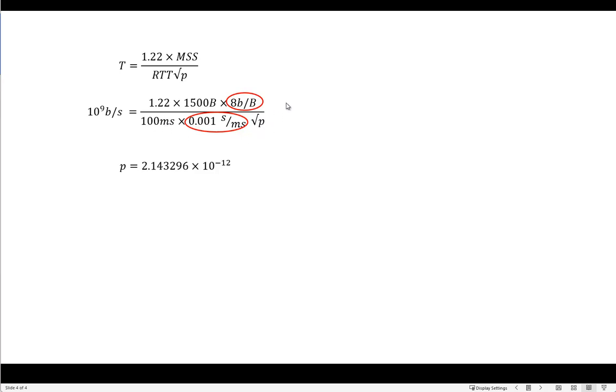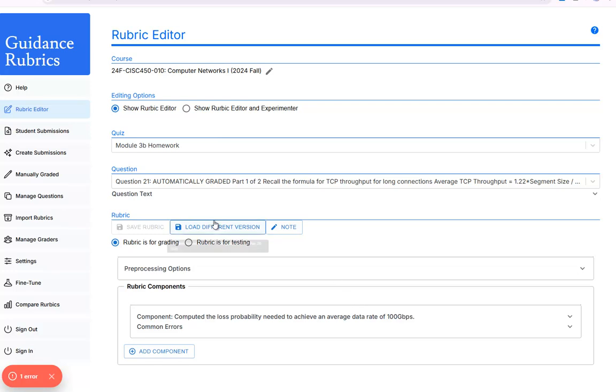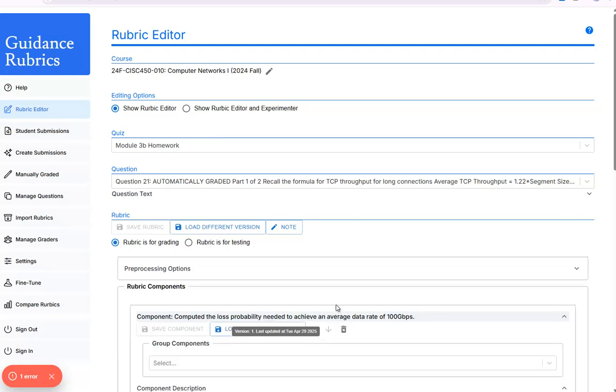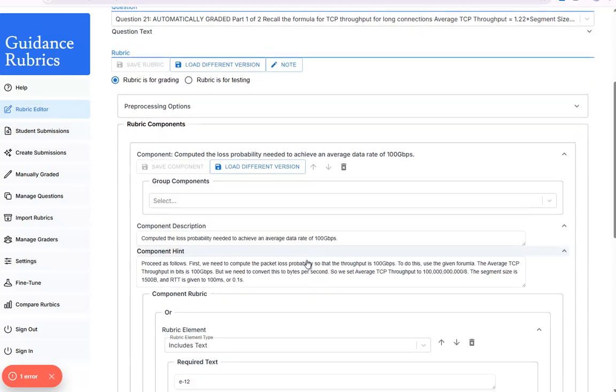So many students make mistakes on the units, right? So this is in bytes. You need to convert the bytes to bits. This is in milliseconds. You need to convert milliseconds to seconds, and this is in bits. And then they have to solve it, and the actual value of p is this. So here's the rubric for this problem. There's only one component here. Essentially, did they get the answer right?